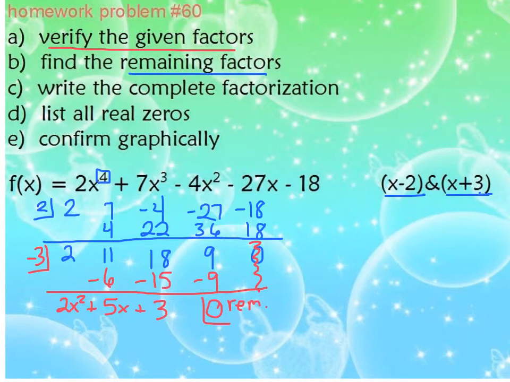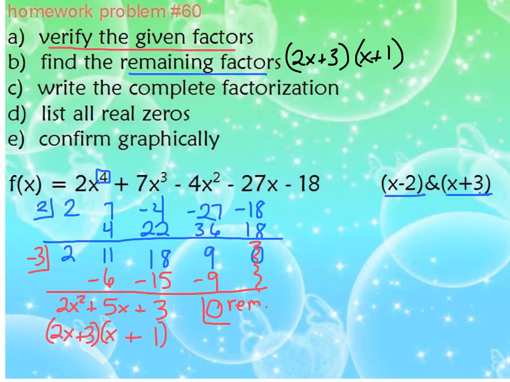Okay, so then let's go ahead and factor this down. So it's going to be a 2x and an x, 3 and 1, both pluses. Yep, that works. Okay, so it says find the remaining factors. Okay, those are my remaining factors: 2x plus 3 and x plus 1, in addition to the 2 that they started by giving me.